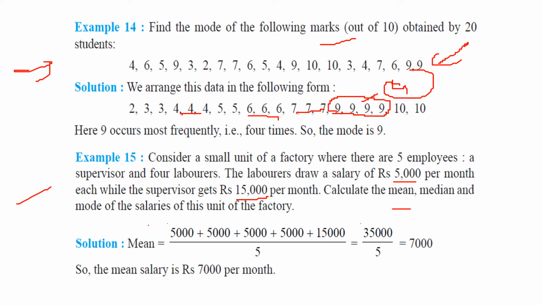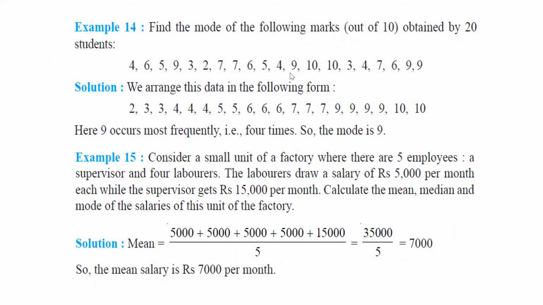In order to find the mean, see, there are 5 employees, a supervisor and 4 laborers. So 5,000 plus 5,000 plus 5,000 plus 5,000 for the 4 laborers, plus the salary of the 1 supervisor. So 5,000 four times, then 15,000, just add them and divide by 5. This is 7,000, this is the mean salary, that is 7,000.